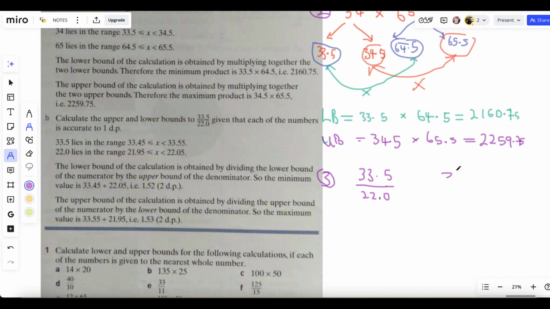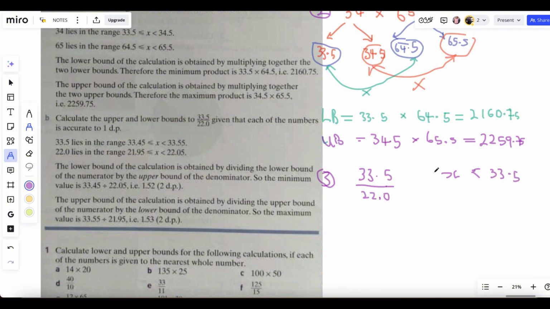Let me use X. Okay, I'll write the upper bound of this number, meaning the upper bound we always say is lesser than that number. 33.5, we're going to add 0.05, since it's one decimal place. So we will get 33.55 for the upper bound.